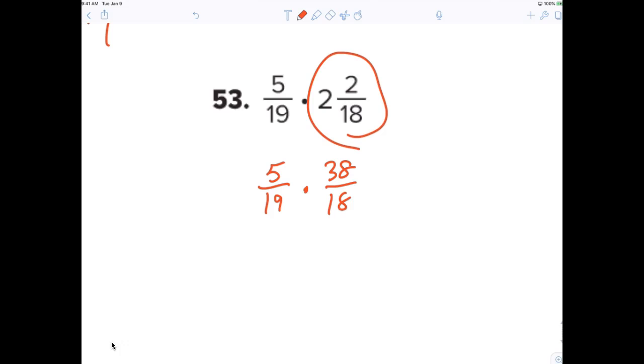Okay, now what do I reduce? 19 goes into 19. That's 1, right? And 38 becomes 2. Because it can't be more than that, because 10 times 3 would make it 30, and 3 times 9 is 27. Okay, now what else can I reduce?